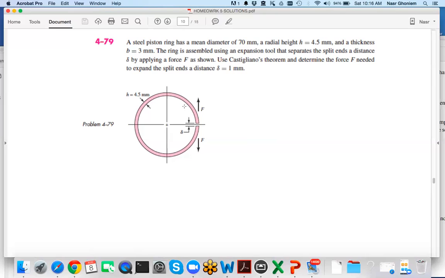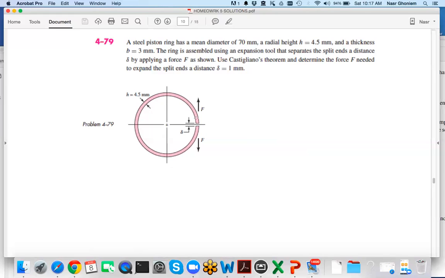Then we take a section and compute the moment, the radial force, and the shear force. If it is a thin ring, we can immediately use the approximation that the bending contribution is the largest, and do the integration due to bending by itself. That gives us the deflection in the negative y direction.